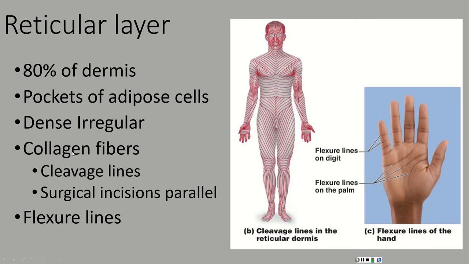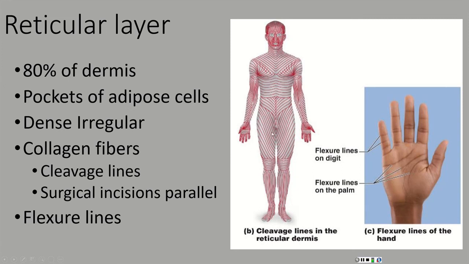Now, even though these collagen fibers are running all different directions, there will be bundles of them that run in the same direction. These are called cleavage lines, and that's what we see over here. For example, in the shoulders, the cleavage lines kind of run at an angle like this towards your chest. Across your chest, lower chest, upper abdomen, they run kind of parallel to each other, left to right. Down here in your lower abdomen, again, they run kind of at an angle. So that's what these red lines are. They're showing the direction of the cleavage lines.